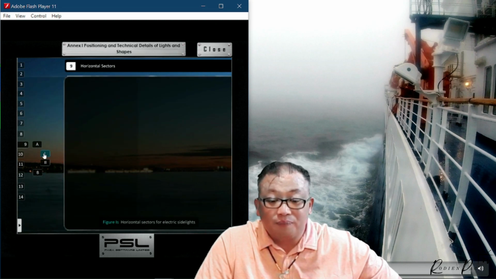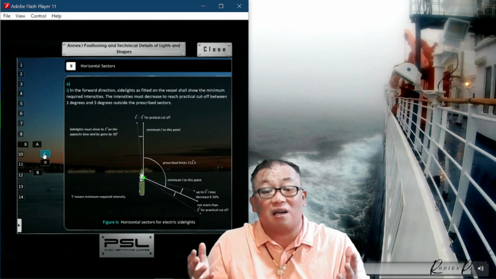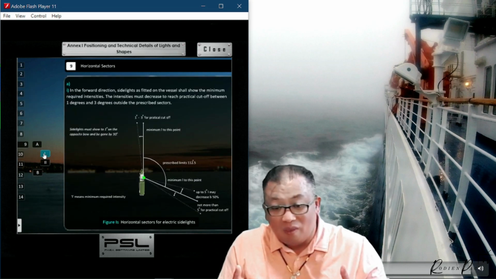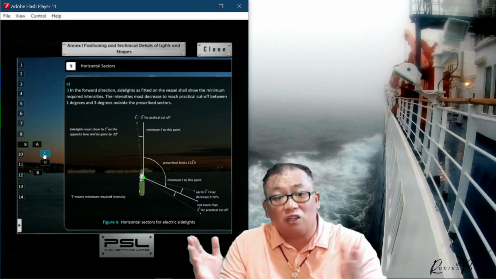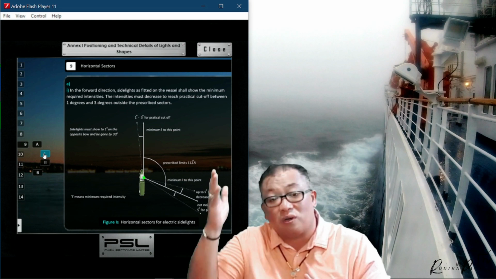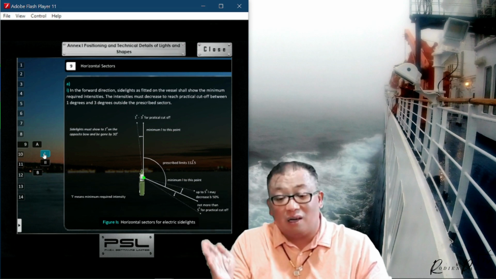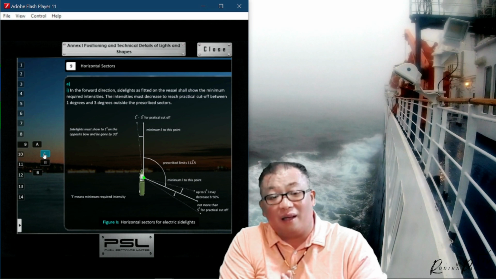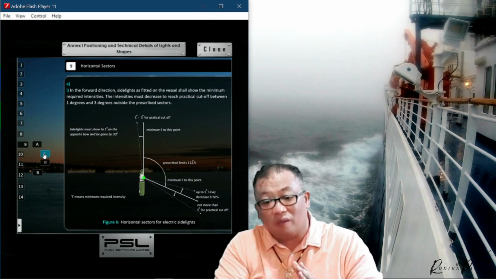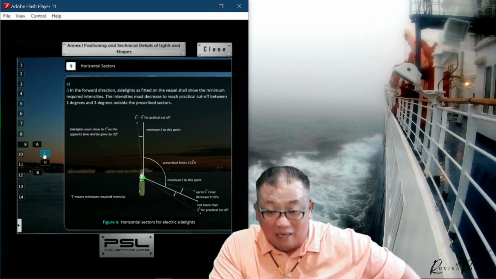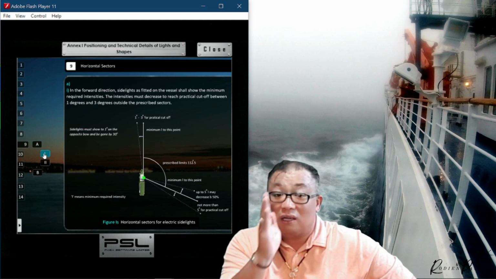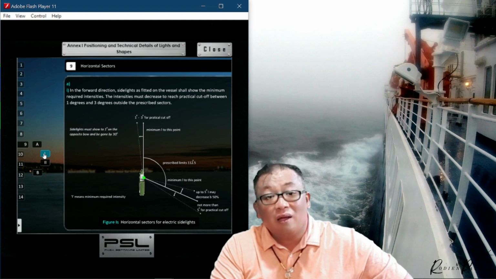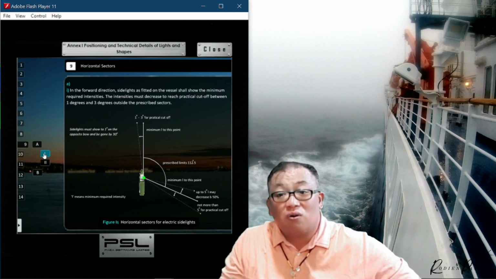subsection 9, I have already discussed, there was a leniency on the side lights. The side lights is 112.5 degrees. Now, directly ahead, it should be 0 north. It has 1 to 3 degrees practical cutoff. Okay, so that is from your dead ahead.